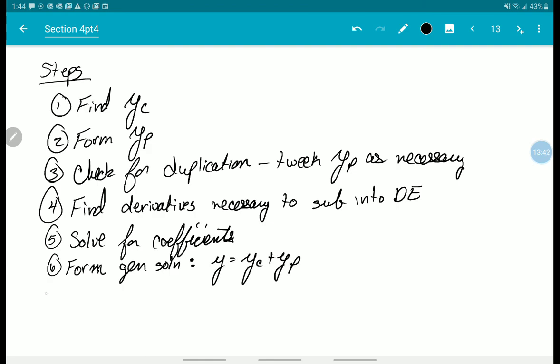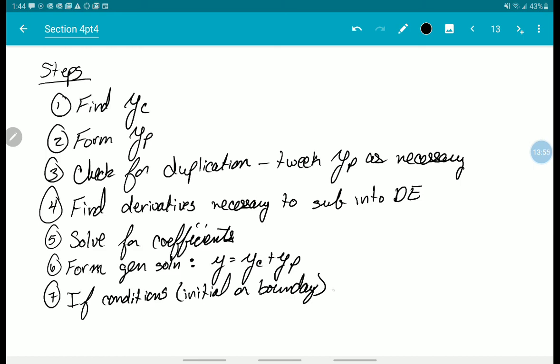And then once you form that general solution, if you have conditions, whether they are initial or boundary, you're going to sub those in to that general solution and solve for your C1, C2 if it's second order, C3 if it's third order, and so on. That's all there is to it.